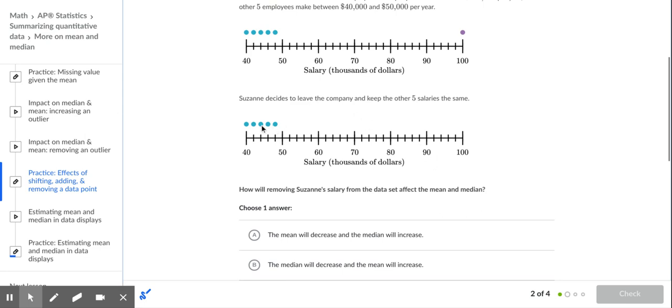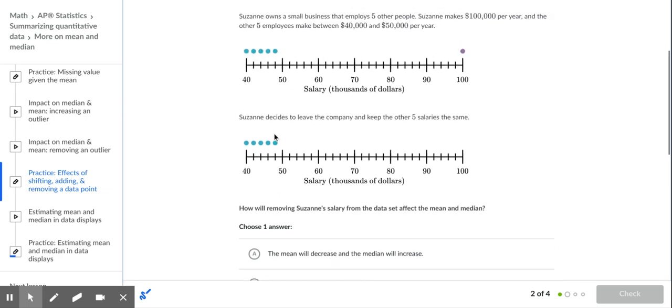Well, again, the median of this original set is going to be in between. There's 6 data points, right? So it's going to be the average of these two. The median of the new data set is just this point here. So it's moved from here to here. That's what the median has done when losing that point. What did the mean do?